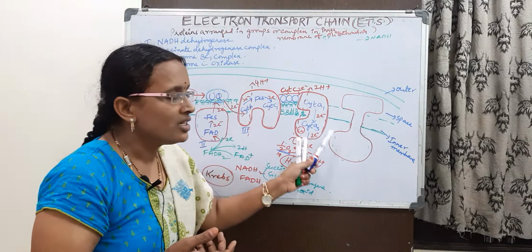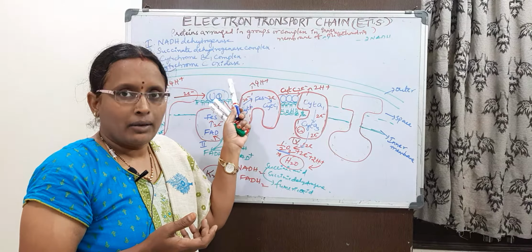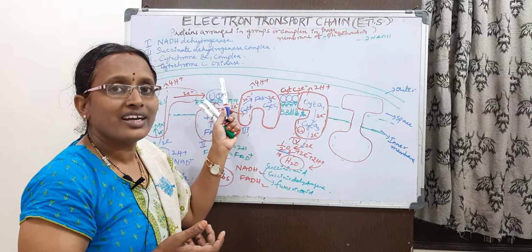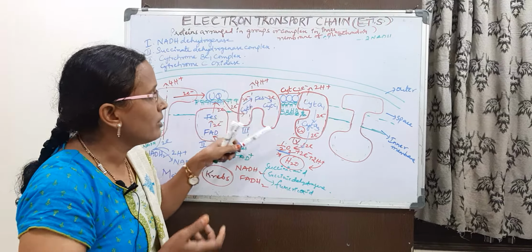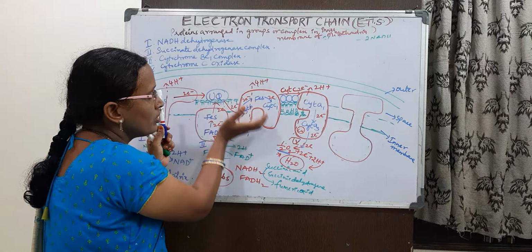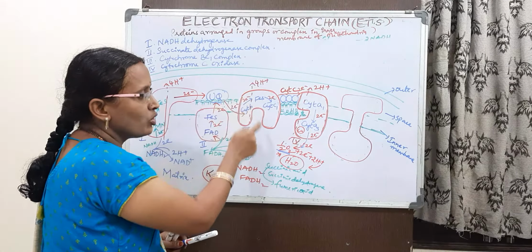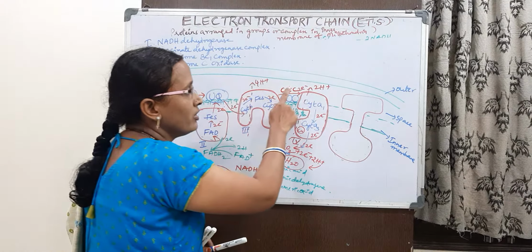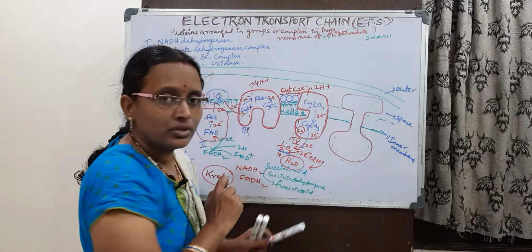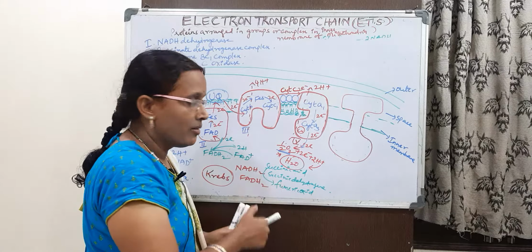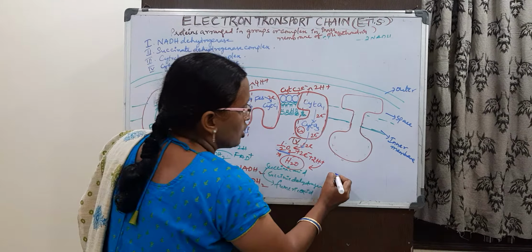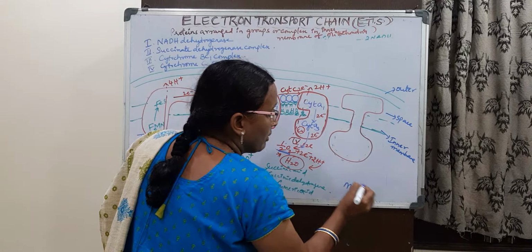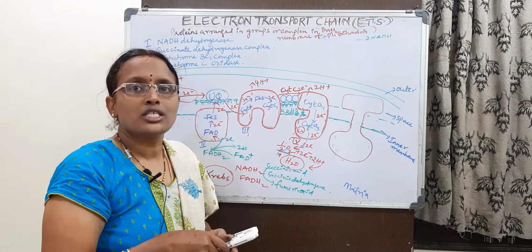The electron transport chain results in a proton gradient. The concentration of protons is increased on one side of the membrane; here the proton gradient is more, and here it is less. So these protons try to come back inside the matrix. They can, but only through special channels.